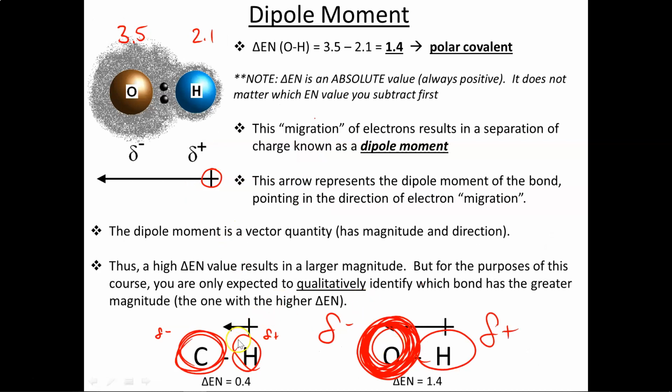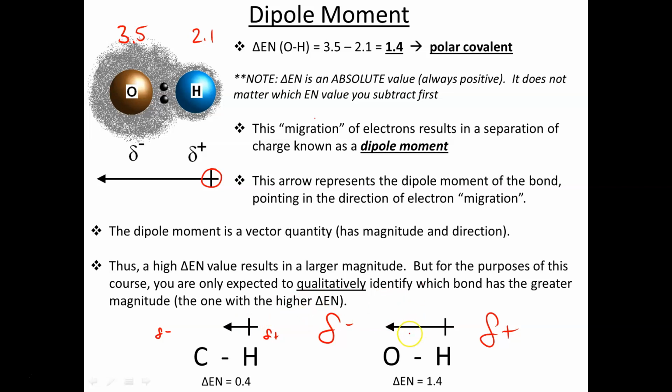And we can represent these charge separations, this movement of electrons, with these dipole moments. So this arrow is much longer than this arrow over here because the electrons really get pulled towards the oxygen, while over here the electrons kind of get pulled towards the carbon. Alright, so dipole moments are vector quantities. They have direction, which way they are moving towards, and they have magnitude, how much of a charge separation there is. The greater the delta EN value, the larger the charge separation, the more polar the bond is, the larger the dipole moment needs to be drawn.